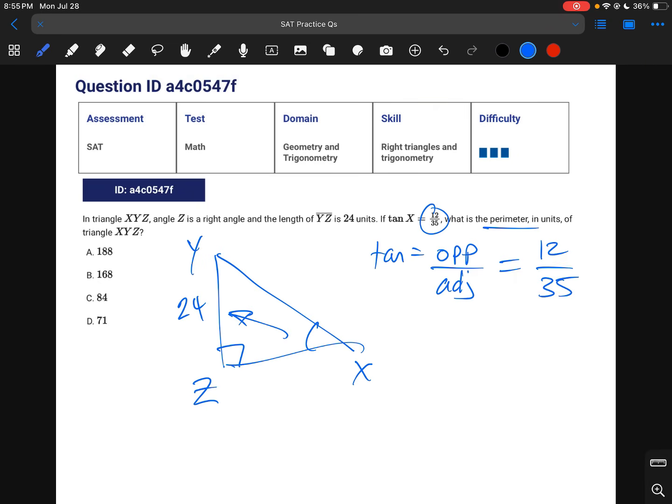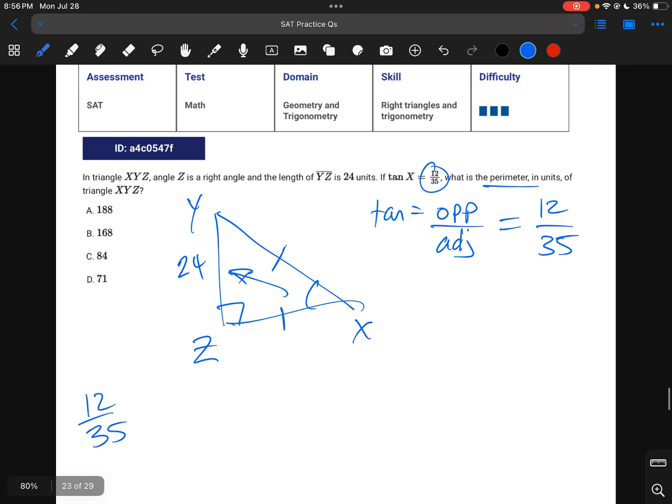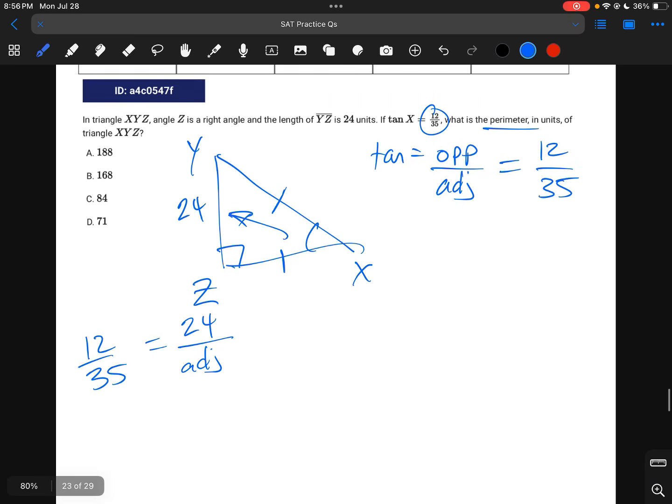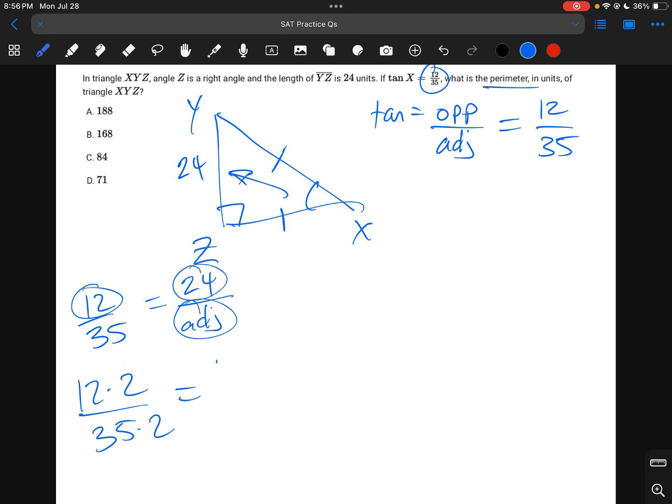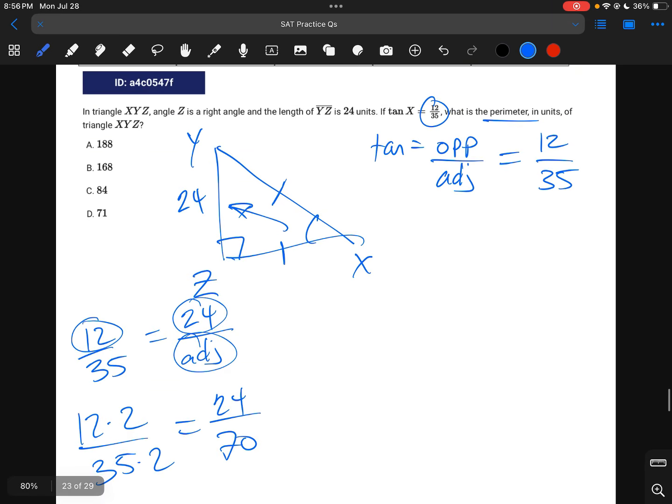So the perimeter is the sum of all the sides. So we first need to find what is this and what is this. Okay, well, since we're told that the tangent of x is 12 over 35, what we know is the opposite over adjacent, which is 24 over the adjacent. So you can solve for the adjacent by cross multiplying, or you could recognize that 12 times 2 is 24, which means if we multiply this entire fraction by 2 on top and 2 on the bottom, we can find the adjacent. So 12 times 2 and 35 times 2. So you get 24 over 70. So the adjacent side is 70.